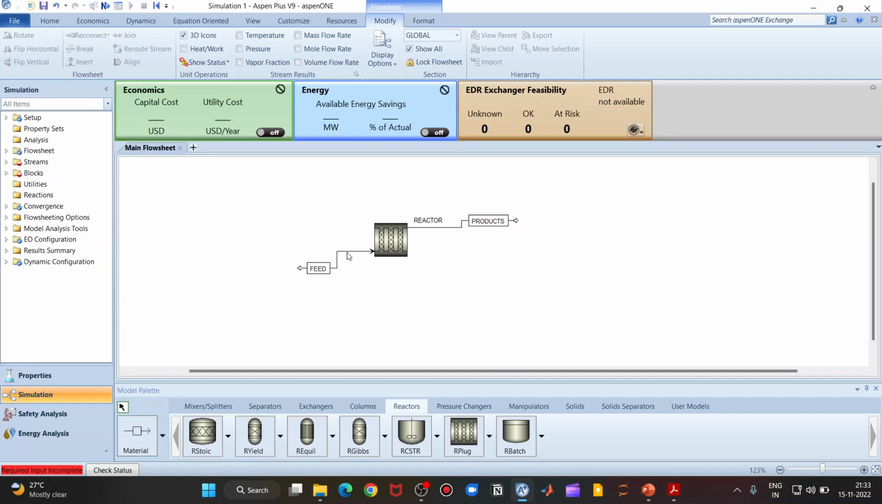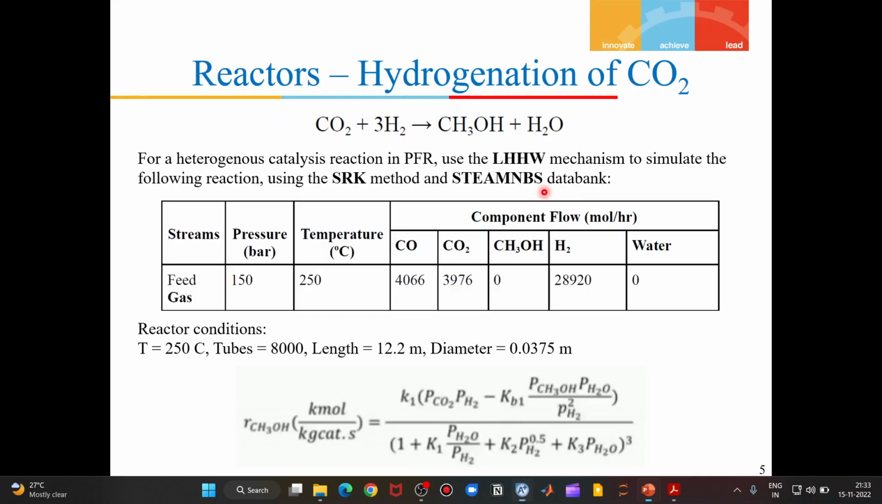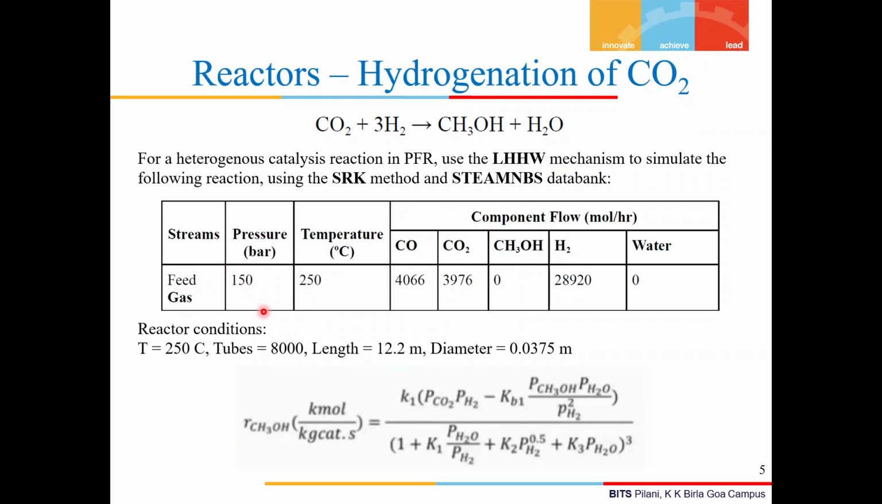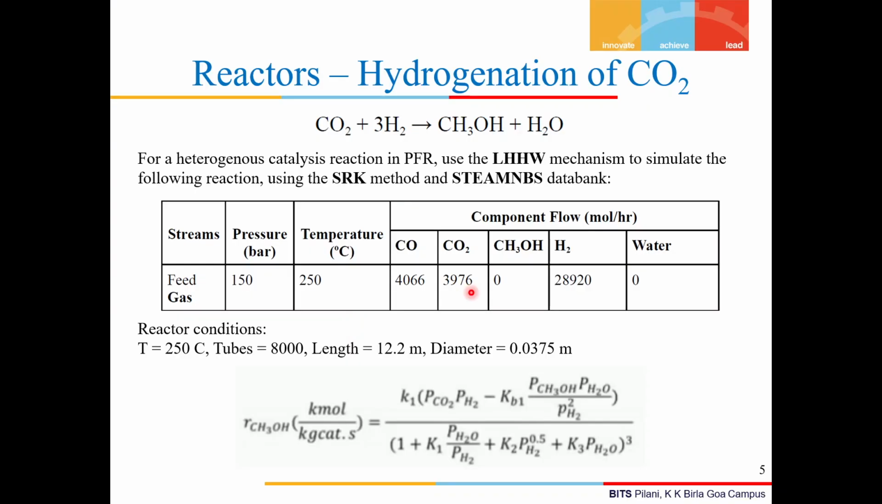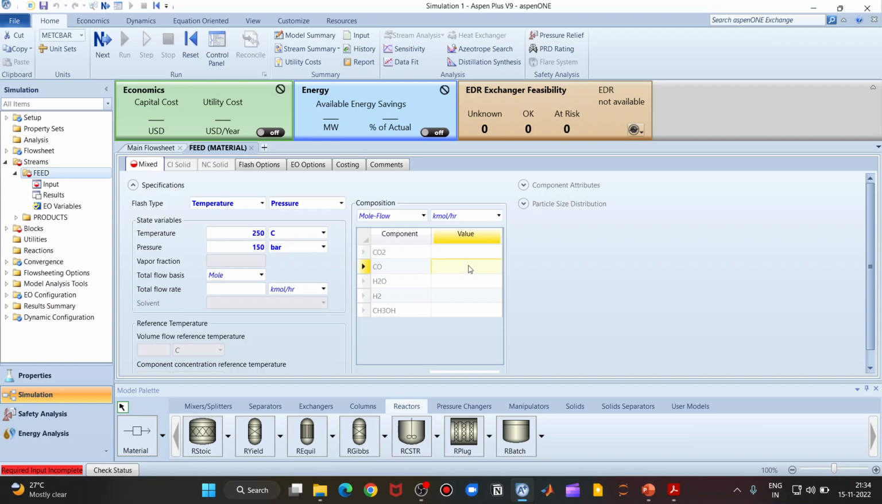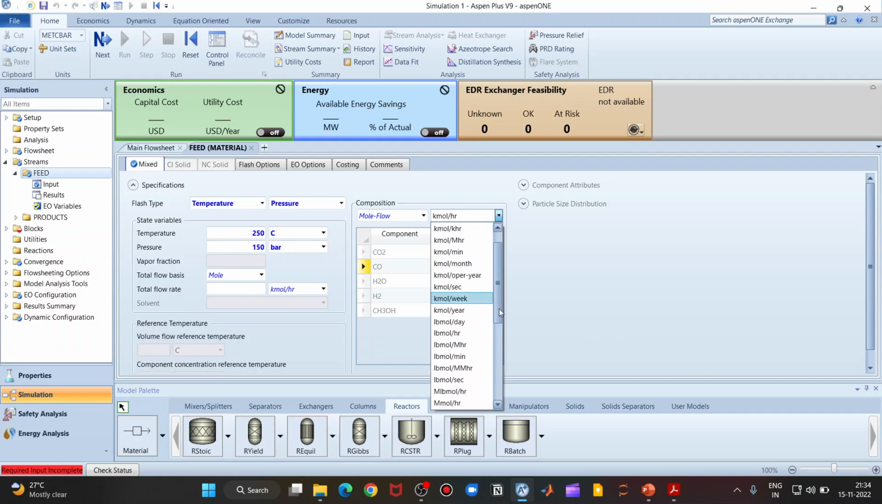Okay, now let's double click on the feed and let's put the feed conditions to it. If you go back to the problem, it's given as 150 bar and 250 degrees Celsius. So let's enter the value 150. And if you see here, the total flow rate is not given, but in this problem we are given the individual flow rates of the components. So let's add them. Take care of the units. It's mole per hour. So let's start with CO. It's 4066, and change the units from kilomole to mole per hour.